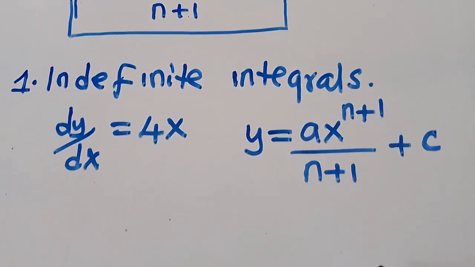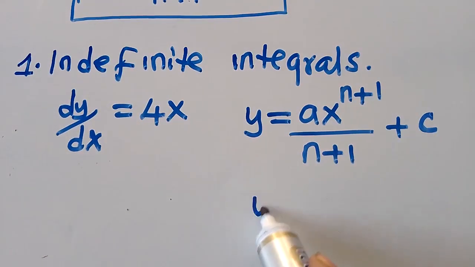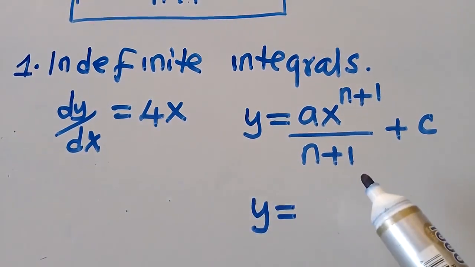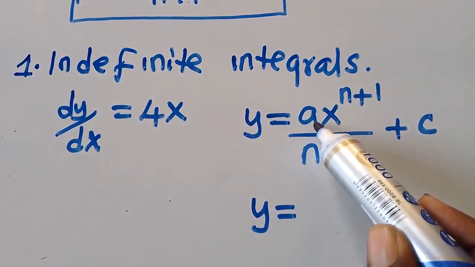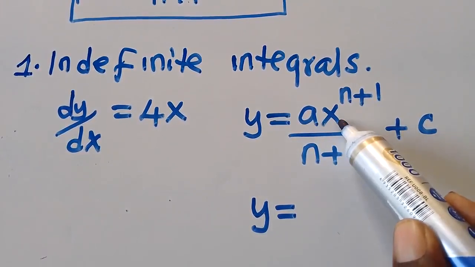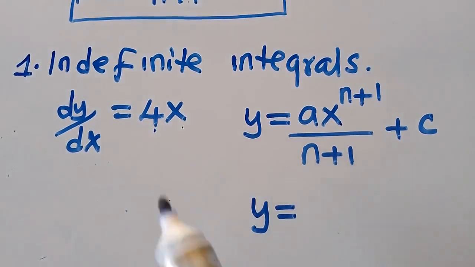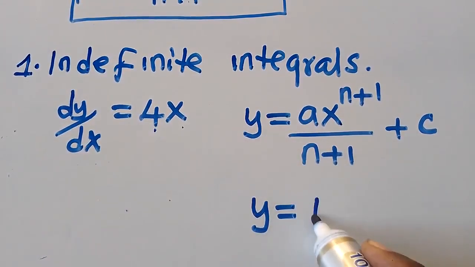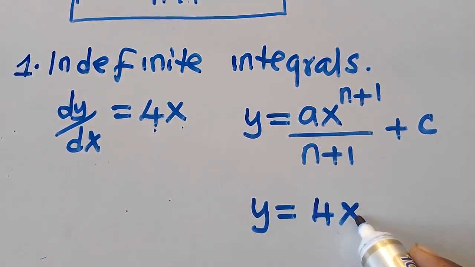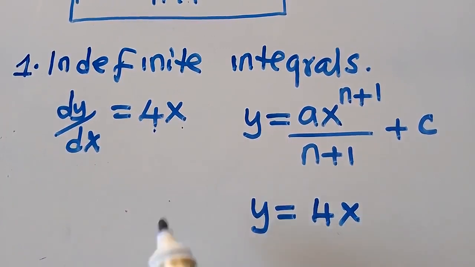From here now, what you are going to do is say y is equal to. I told you that the a there is the coefficient. The x is the variable, which means the coefficient and the variable will maintain. You are going to have 4x like that. Then the power, what is the power there?